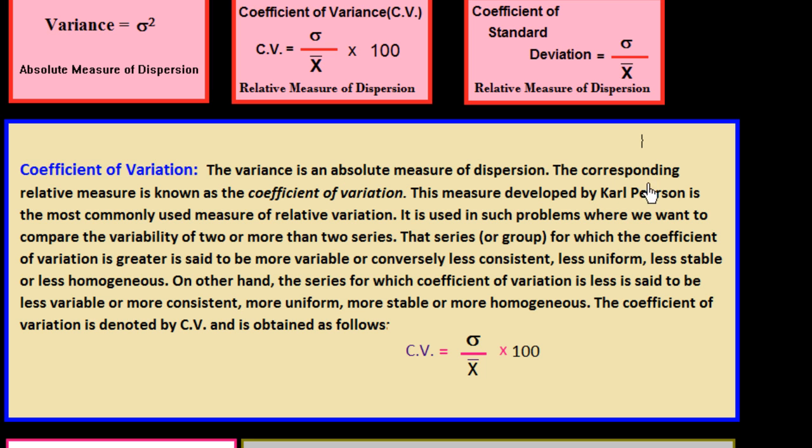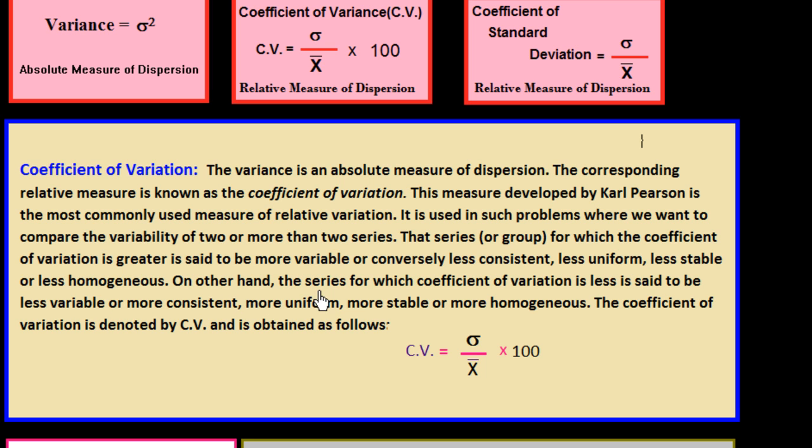The variation is an absolute measure of dispersion. The corresponding relative measure is known as the coefficient of variation. This measure, developed by Karl Pearson, is the most commonly used measure of relative variation. It is used in problems where we want to compare the variability of two or more series. That series or group for which the coefficient of variation is greater is said to be more variable, or conversely less consistent, less uniform, less stable, or less homogeneous.